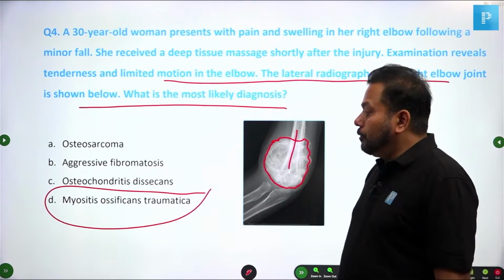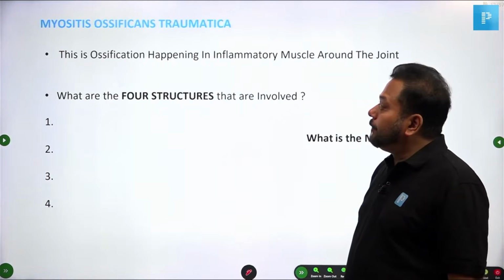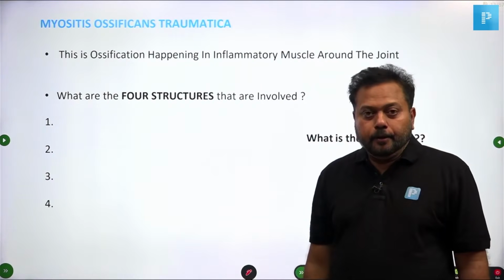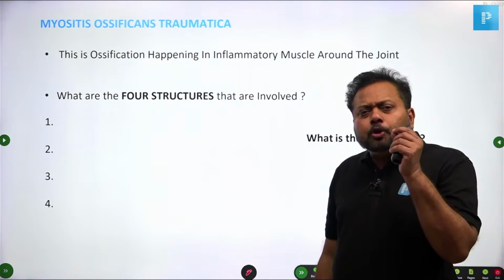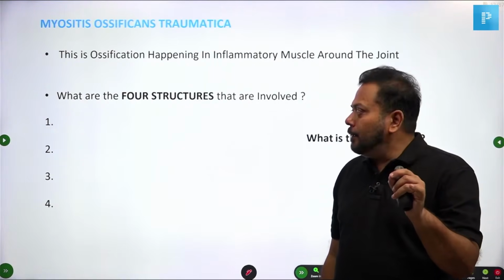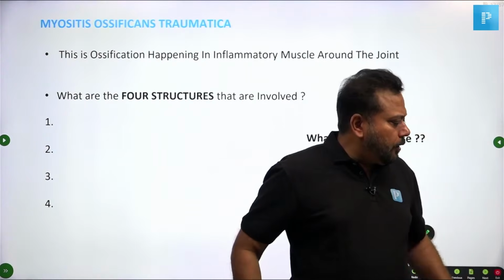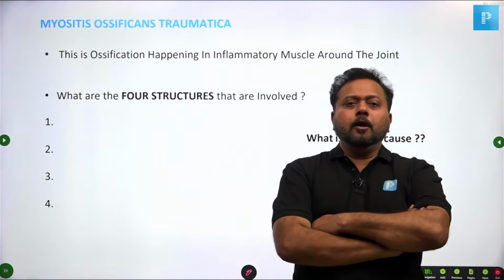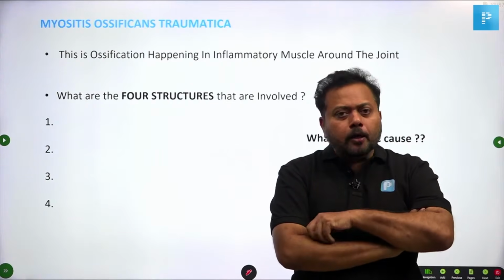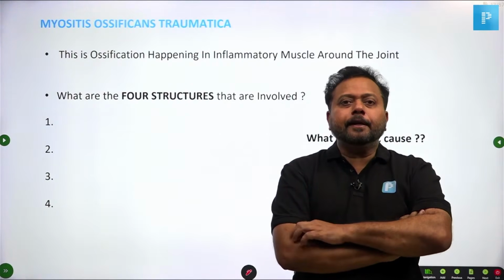Okay, so myositis ossificans traumatica is an ossification happening in inflammatory muscle around the joint. The most common cause is ill-advised massage by a traditional bone setter. It is otherwise called ectopic ossification, or ossification happening in unwanted sites. Normally, ossification will happen enchondrally in a long bone, membranously in a flat bone.